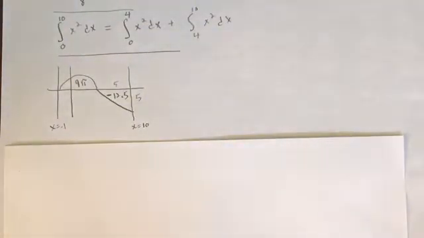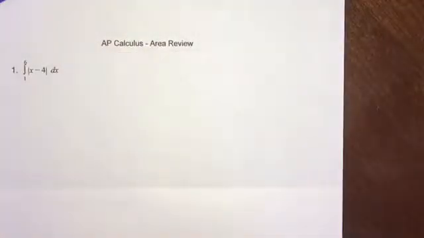Okay, so now we're going to start with our first problem. Here we have a definite integral from x equals 1 to x equals 6, and as you can tell there's an absolute value problem in the middle, and it's the absolute value of x minus 4. Now to start this problem you're just going to want to graph the absolute value of x minus 4, and we'll go from there.